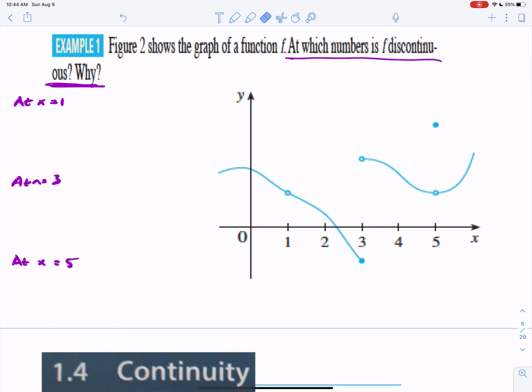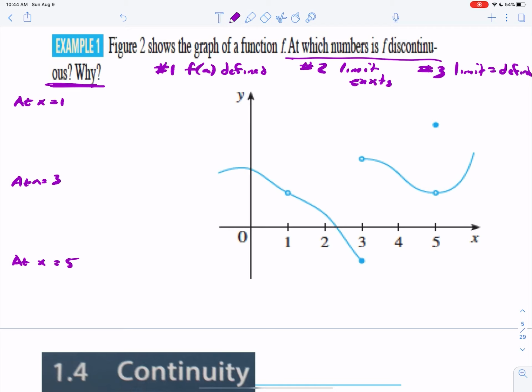So remember, number 1, that means f of a is defined. Number 2 is the limit exists. And number 3, the limit equals the defined function. Okay, and that's just a very casual way of writing it, okay? So let's look at x equals 1. Okay, why was it discontinuous there? Which rule did it break?